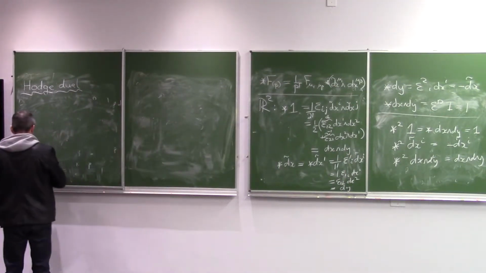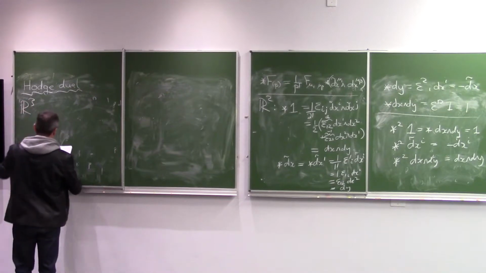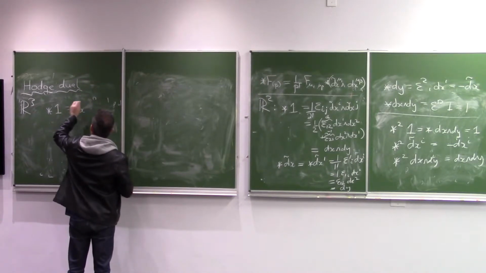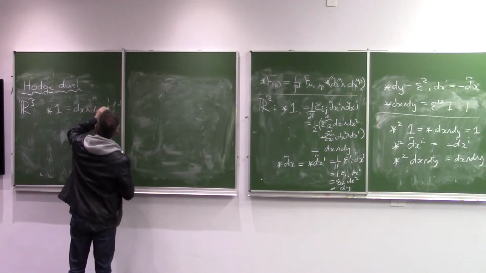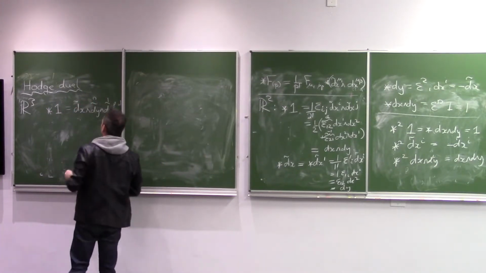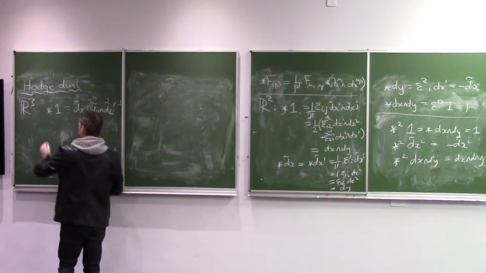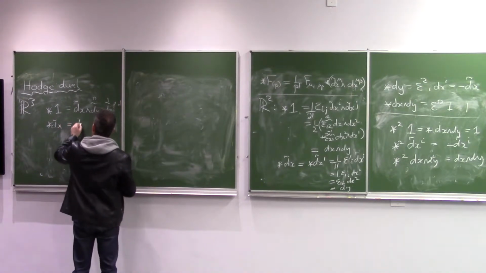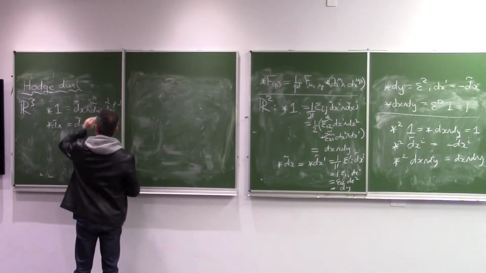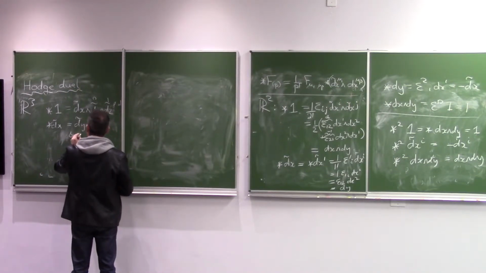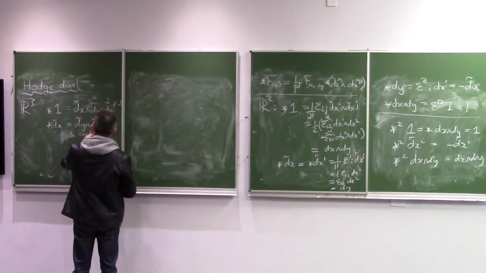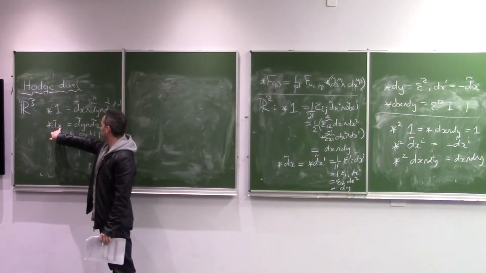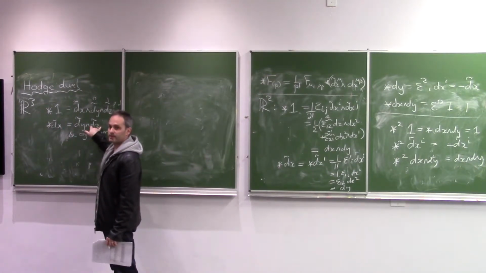Okay. Right. So let's look at three dimensions. If I take the Hodge dual of just 1, I'm going to get a three-dimensional volume form. If I take the Hodge dual of dx, I'm going to get dy wedge dz and cyclic permutations. So when I say cyclic permutations, that means if I take the Hodge dual of dy, I'm going to get dz wedge dx, etc.